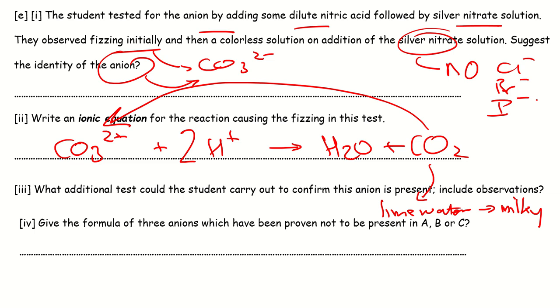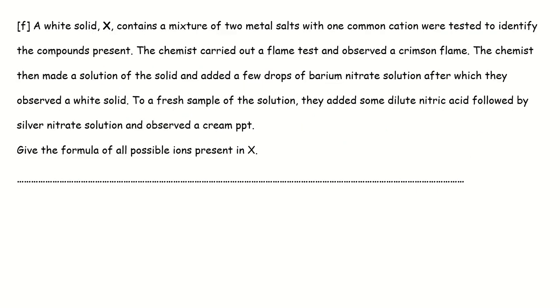Give the formula of 3 anions which have been proven not to be present in A, B or C. Well, not to be present is the 3 that I spoke about up here. So that's your 3 halides, chloride, bromide and iodide, because you didn't get a precipitate with silver nitrate.